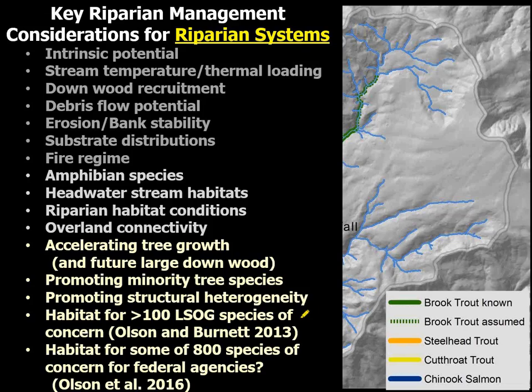Riparian areas, I've mentioned some of these numbers before, but there are over 100 late successional and old growth species of concern that have been identified that are associated with riparian areas. So LSOG concerned species, in addition to another 800 concerned species, at least on lists that the federal agencies have.